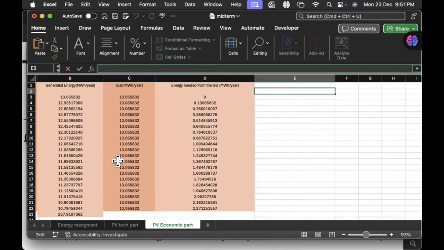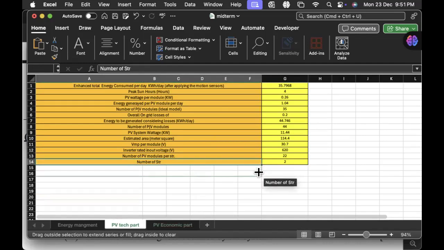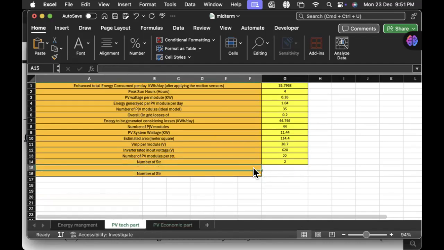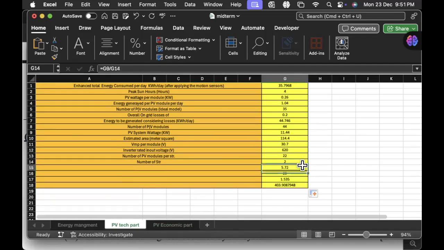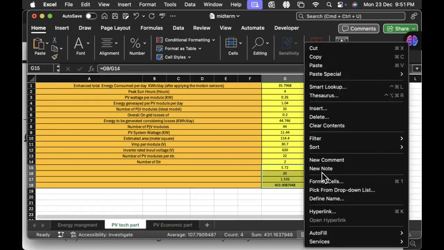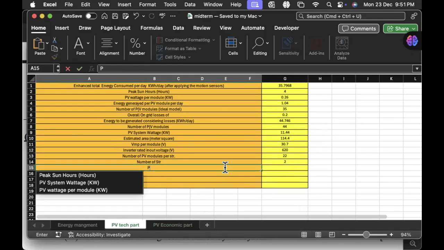So now I'm going to calculate three numbers. Let me calculate them here, and then we sum them at the end of the system. First, let's go with the cost for the PV.